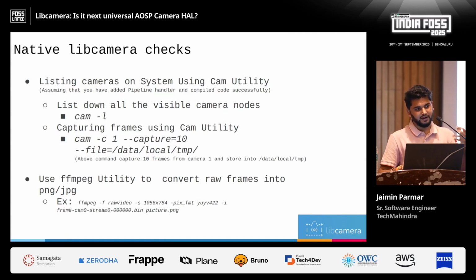Before coming to the upper layers, if you want to check whether Libcamera and the pipeline handler work, there is already a cam tool present in Libcamera that you can build. If you run cam -l, it will list the available cameras. You can check your pipeline with cam -c1, which captures 10 frames from camera 1 and dumps them to a file location. After dumping, you can use FFmpeg or some other tool to look at the pictures and see how your camera looks.